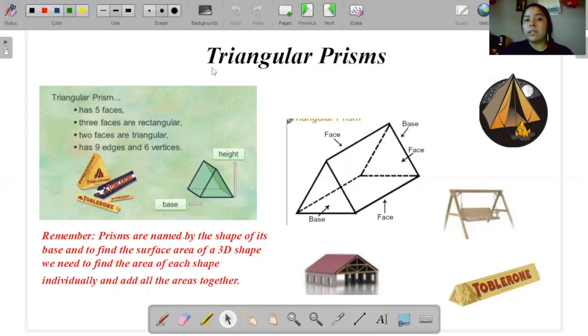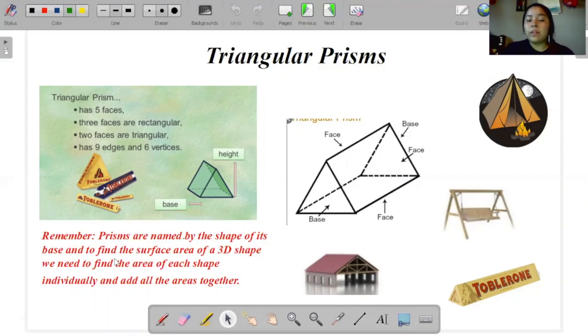So in this case, triangular prisms have a base of a triangle. As we can see here, this is our base, and then this is another base, and its shape is a triangle.